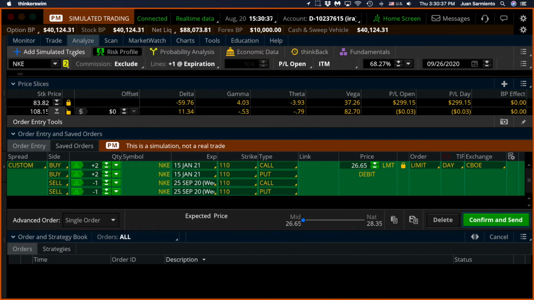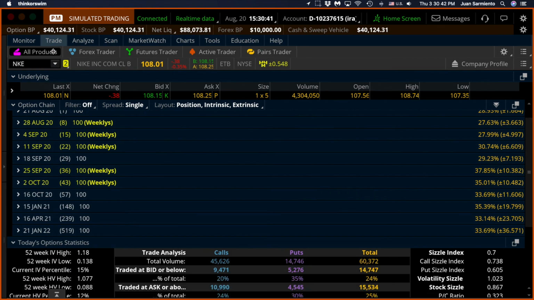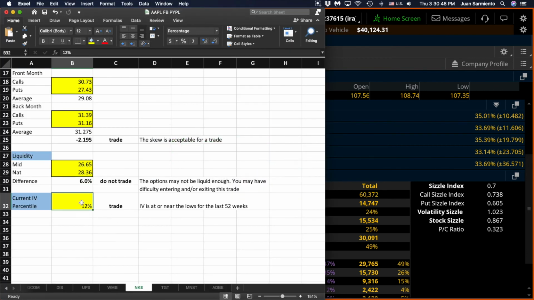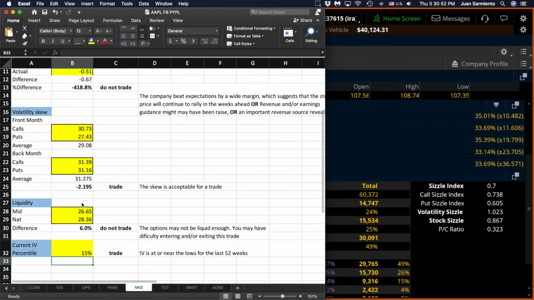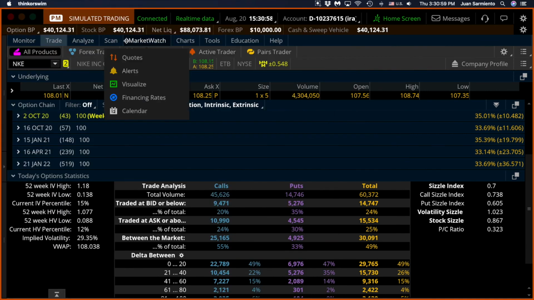Let's look at the IV percentile. On the trade tab, go to the bottom of the trade tab and you see it says 15%. And that's right on. So that's acceptable. What is not acceptable is the liquidity, but that might be different after hours. Okay, let's look at the news.